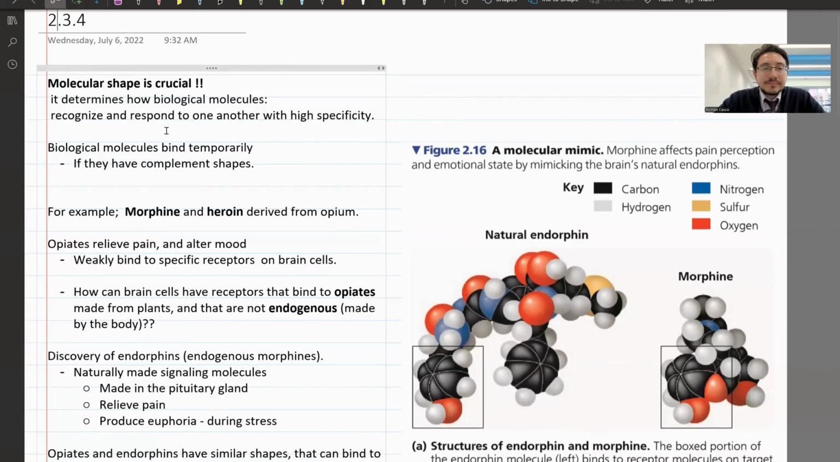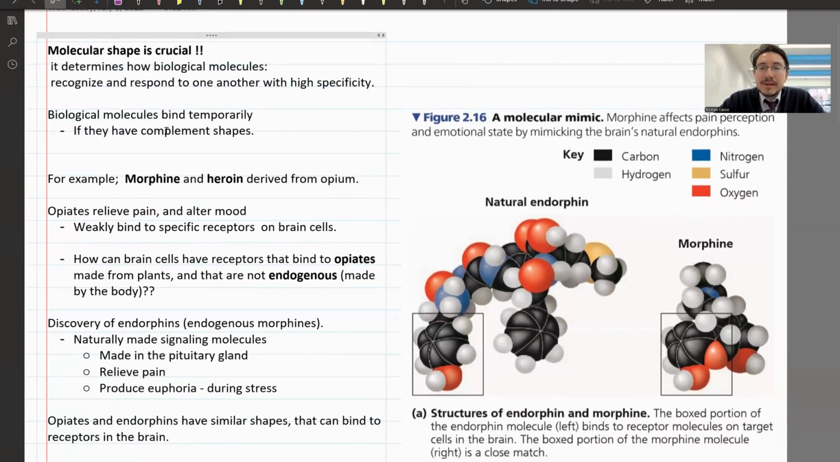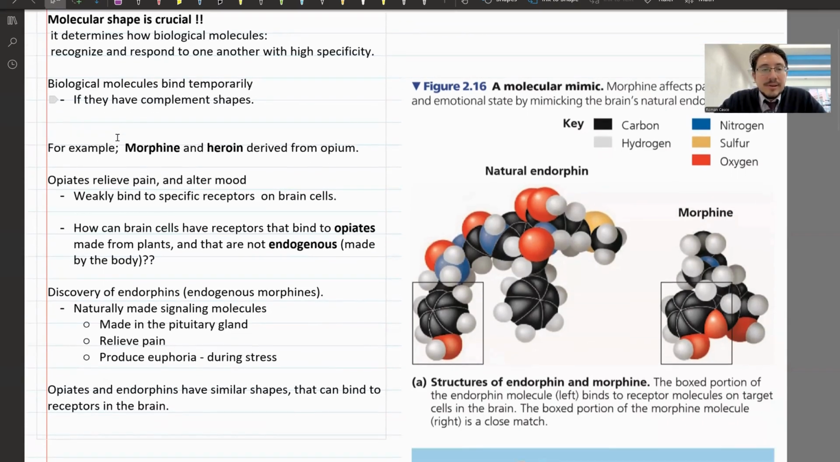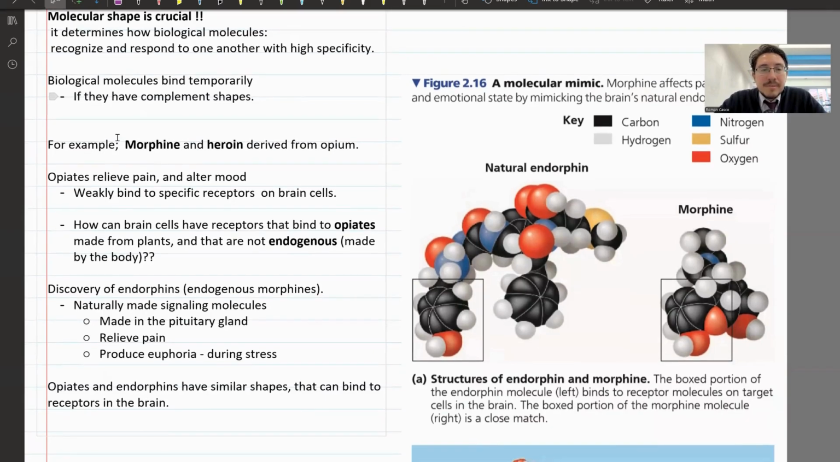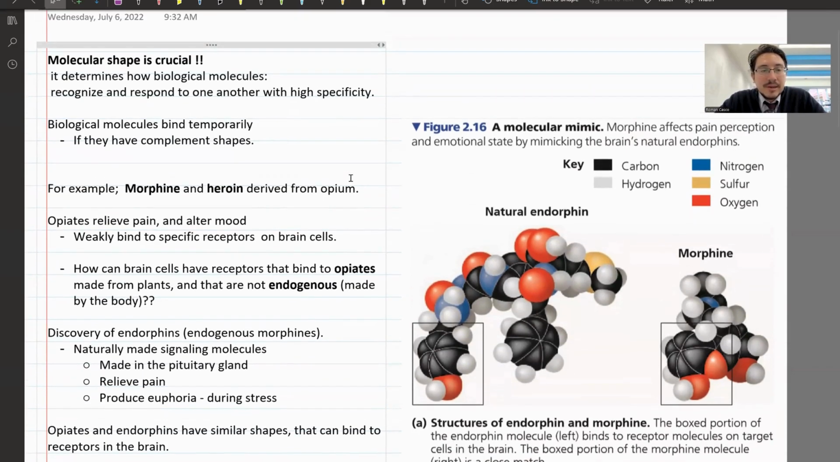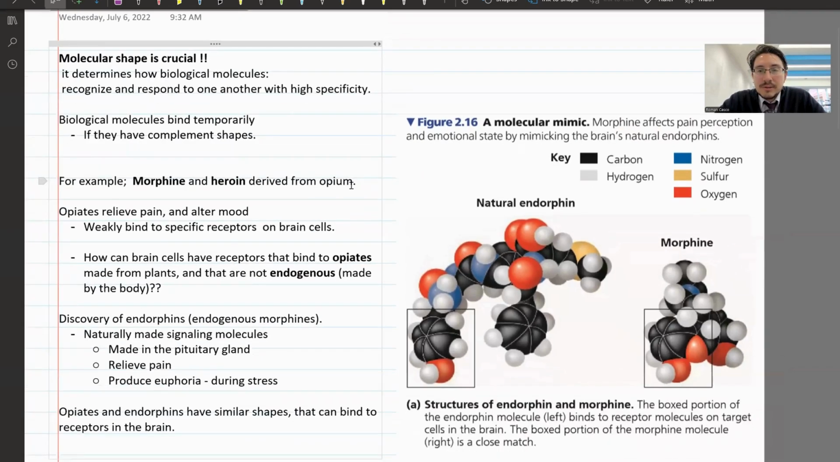And whenever these two different molecules are interacting together, they could be temporarily bonded, and you can have complementary shapes, similar to a lock and key model of an enzyme and substrate. They show an example here: morphine and heroin, which is derived from opium. And if you take a look here, let me just zoom out a little bit so you can see better.